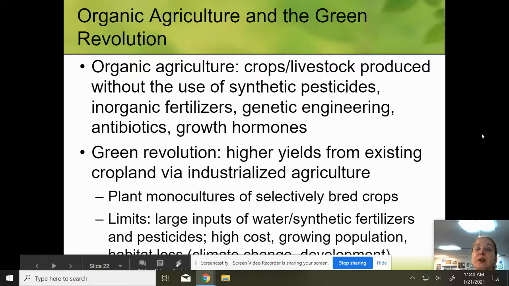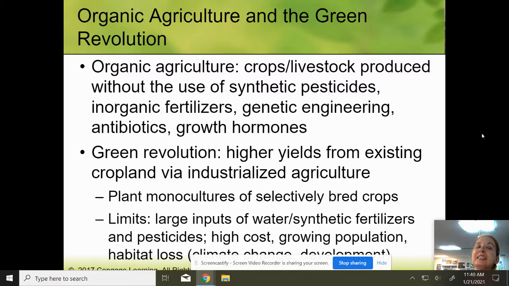We also have what is called organic agriculture, and these are going to be crops and livestock that are produced without the use of synthetic pesticides, inorganic fertilizers, genetic engineering, antibiotics, and growth hormones. So there's a lot less chemicals and a lot more care, and science has actually proven that organic food is actually more nutritious for you. The more love and effort you put into making the food, the better it is for you. Even down to animals. If they live a happier life that they're cared about, they actually are healthier for you than the animals that are crammed into cages.